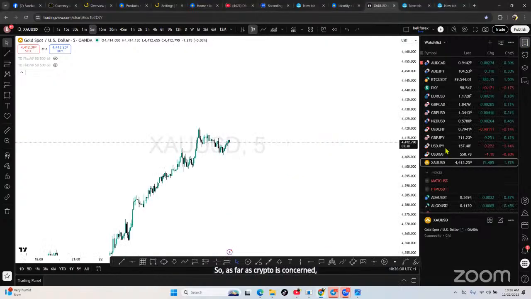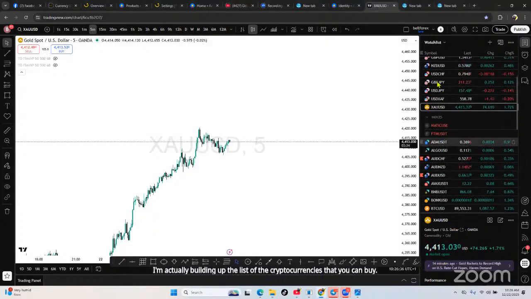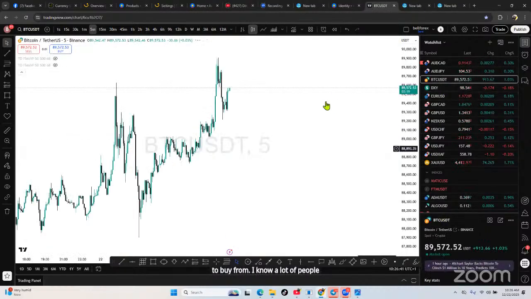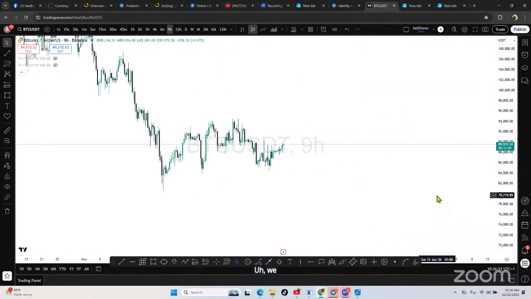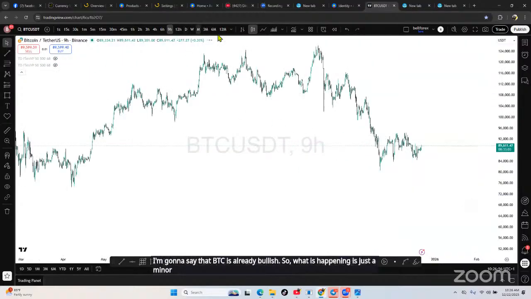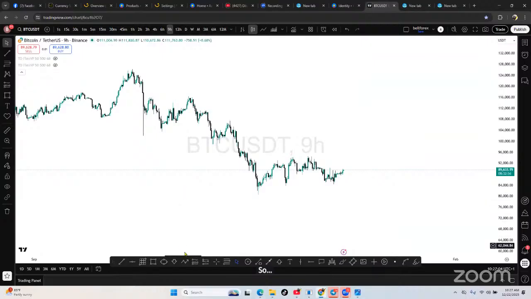So as far as crypto is concerned, I'm actually building up the list of the cryptocurrencies that you can buy and the different prices that you should expect them to buy from. I know a lot of people are trading BTC currently. So a lot of people in the community are actually trading BTC, and we cannot say that BTC is already bullish. So what is happening is just a minor price push and a very tight retracement on the way. So as far as BTC is concerned, we are still bearish on the bigger view.